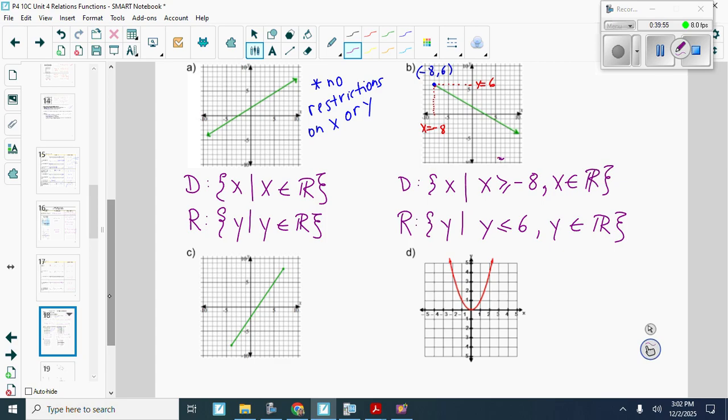Yes. Okay, C. C is a line segment. It has closed dots on each end, so that means it doesn't go on forever. It definitely has boundaries. It can only go from this point to this point, and from this y value to this y value.